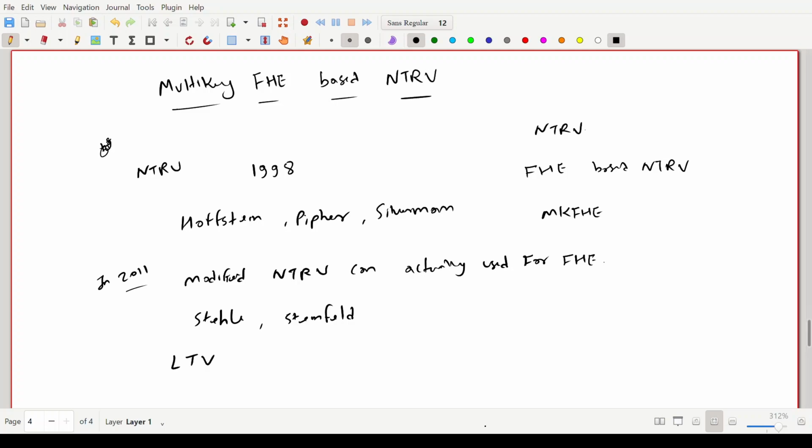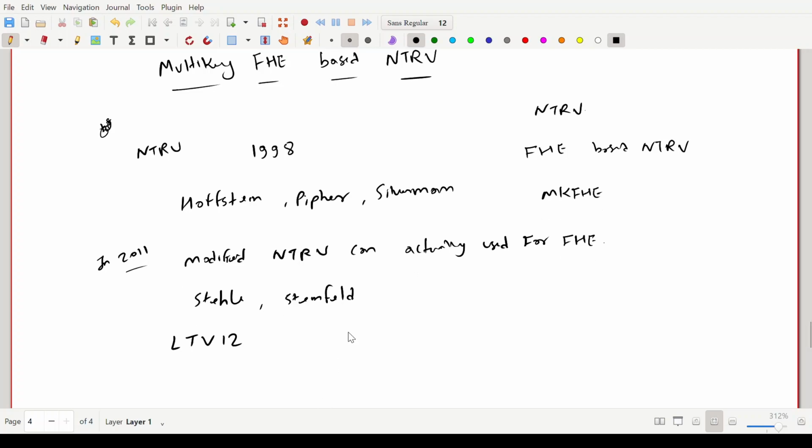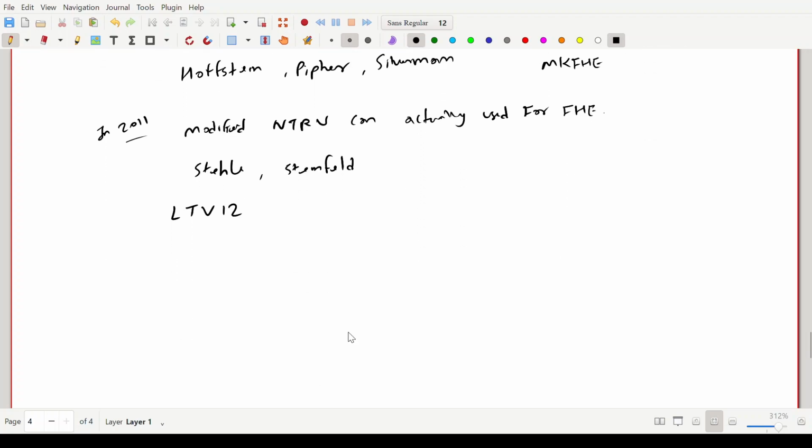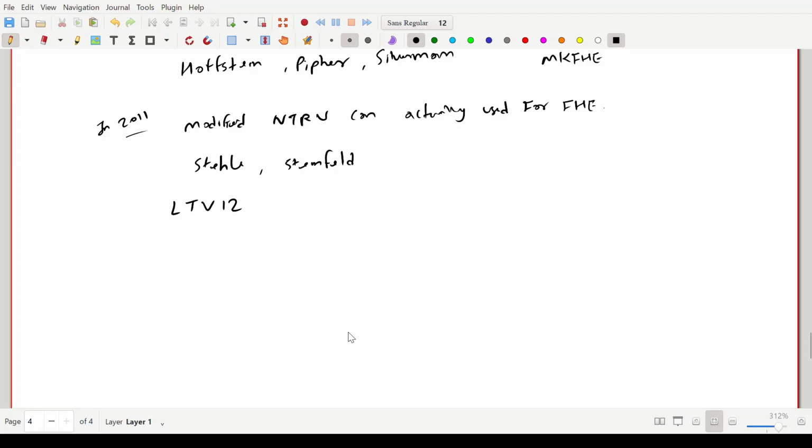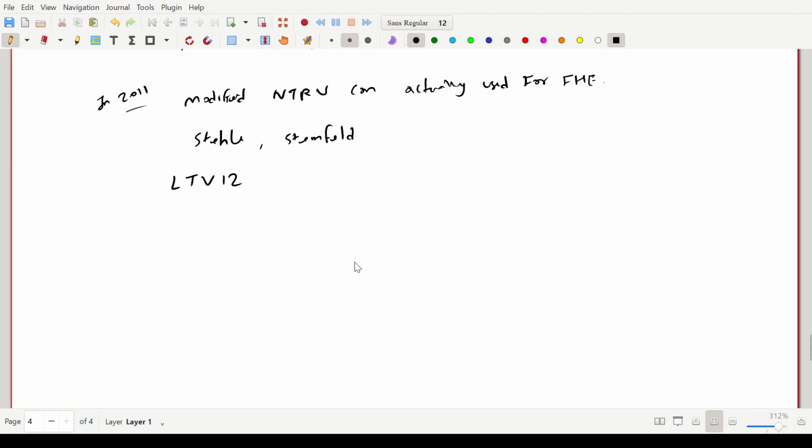After this paper in 2011, there was the LTV12 paper by López-Alt, Tromer, and Vaikuntanathan, given in 2012, an FHE scheme whose security is based on RLWE and the decisional small polynomial ratio assumption. So first let us see what this is.